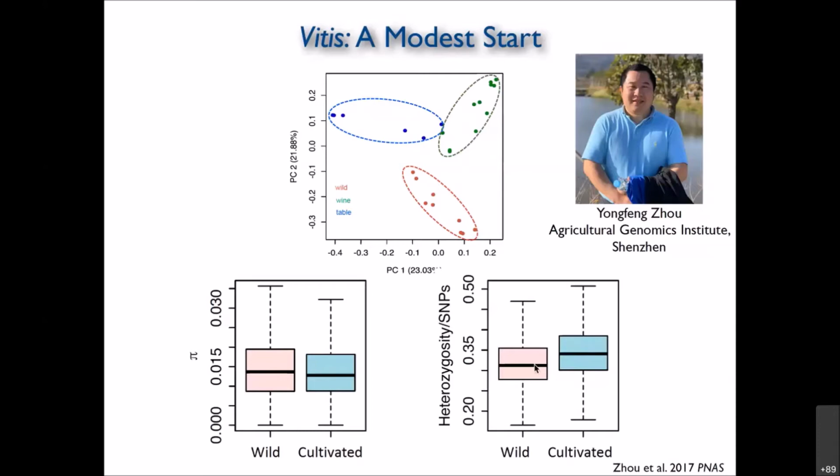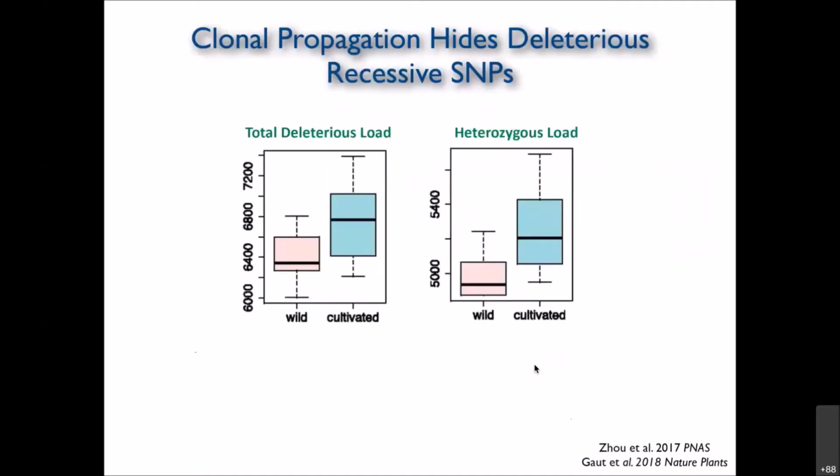Okay, so maybe that's puzzling, maybe it's not so puzzling, but what became clear to us is that this is a system in which you have clonal propagation. Some of these cultivated varieties go back to Roman times. They've been clonally propagated for thousands of years. And what happens is when you have this situation of clonal propagation, you have the opportunity to hide deleterious recessive SNPs. So you can get deleterious changes, and these can be things like amino acid changes that are not conservative or even stop mutations that cause a premature stop codon.